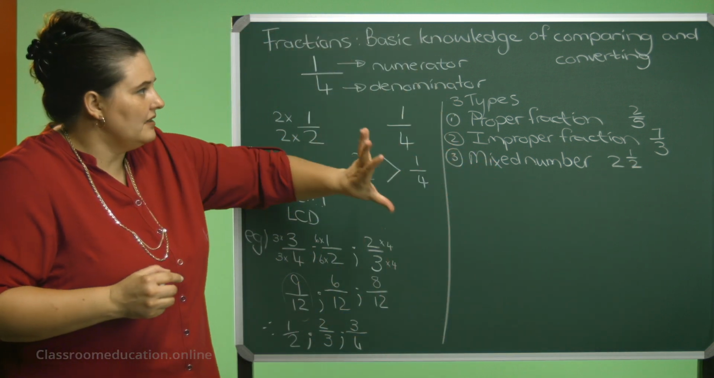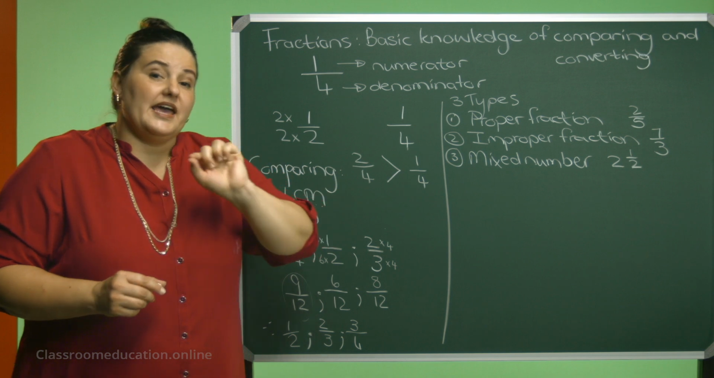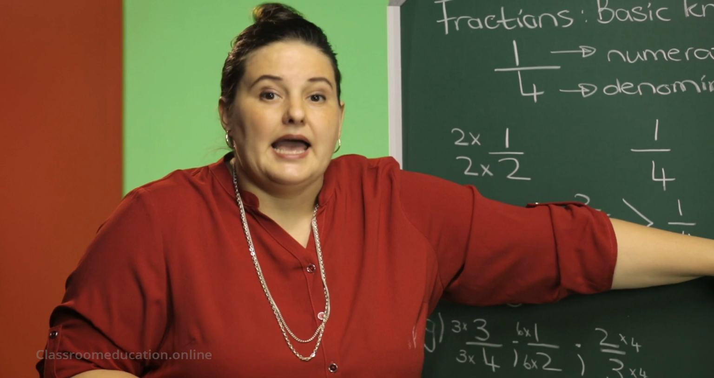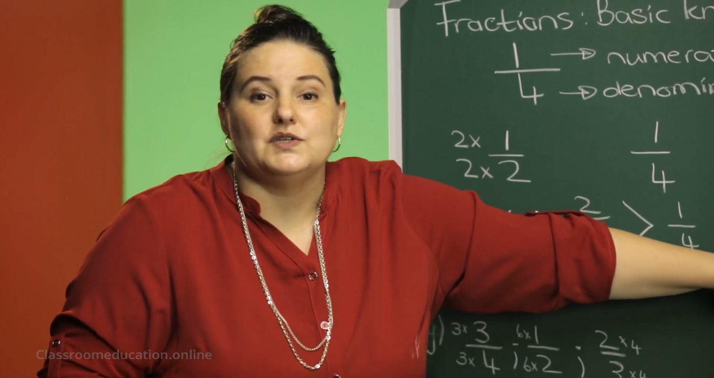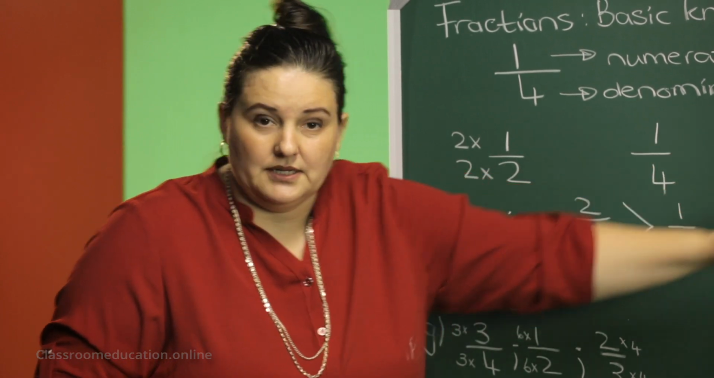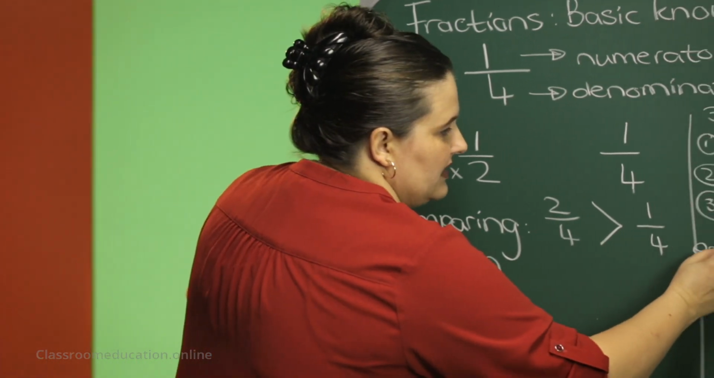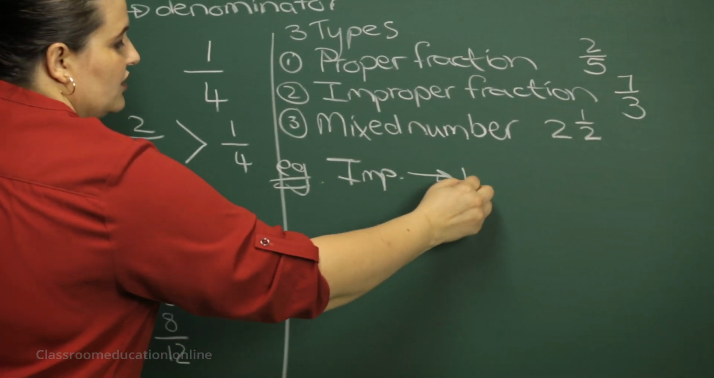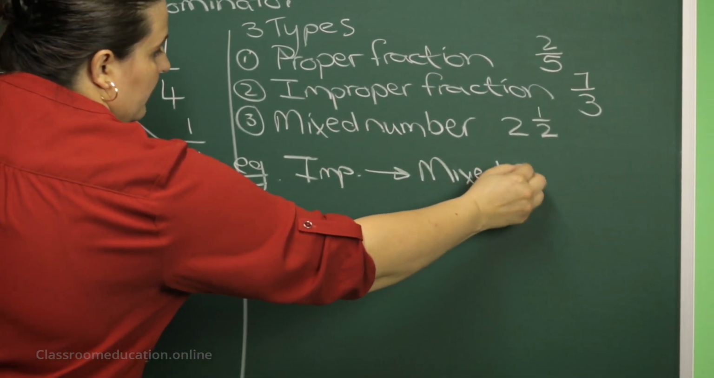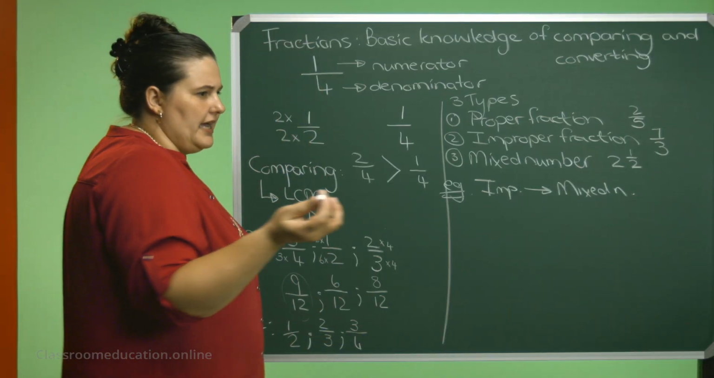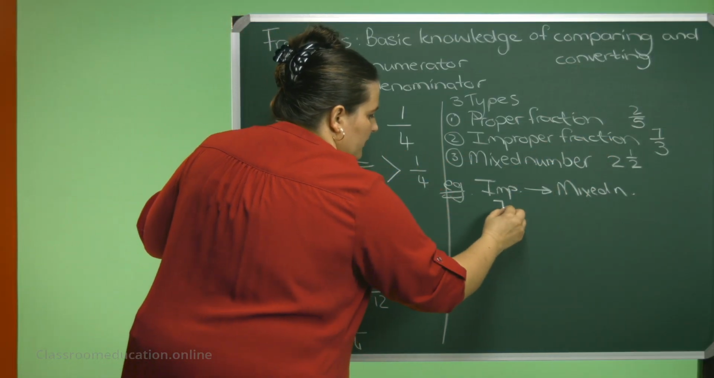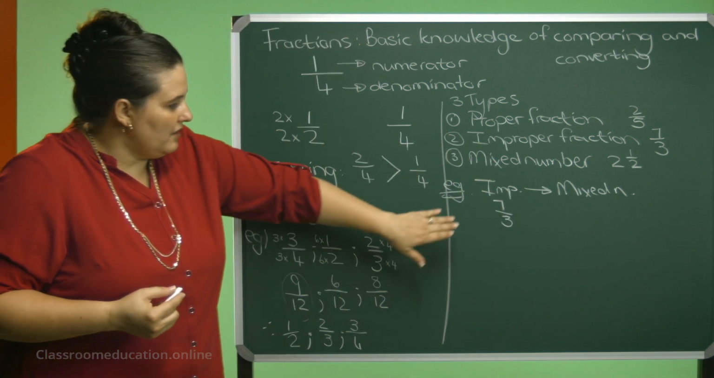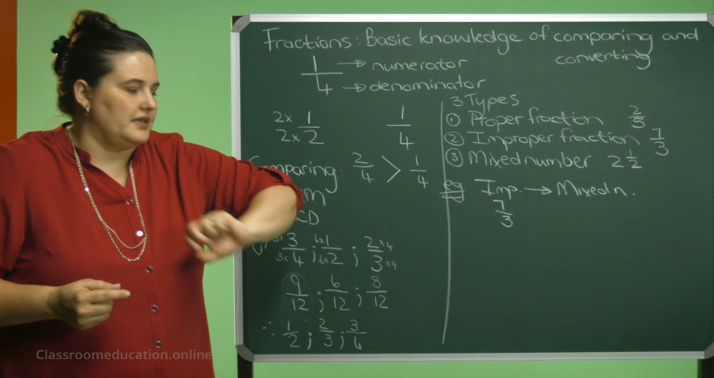Okay. Now, how do we convert? We can convert improper fractions to mixed numbers, and we can convert mixed numbers into improper fractions. So, let's do an example. I'm going to take an improper fraction and convert it to a mixed number. An example such as this one, 7/3. Okay, how do I change that? Now, 7/3, I'm going to show you 2 methods.